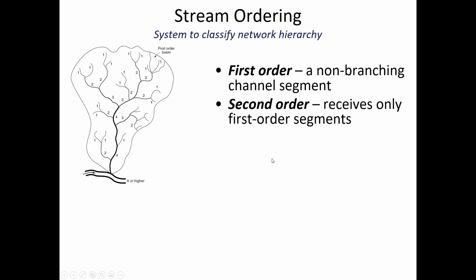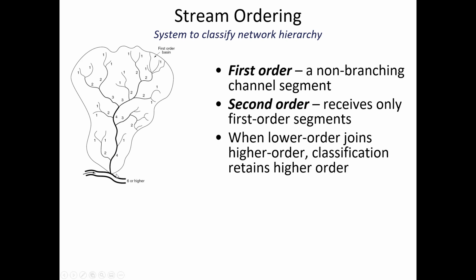Our book talks about the idea of stream ordering, where a first order channel is one that just only receives surface flow. A second order channel, you can see, is where two first order segments have come together. And then a third order channel would be where you have at least two second order channels coming together. And so this is just a useful way of stratifying how important different stream branches are, and also predicting in advance how often they might be full.